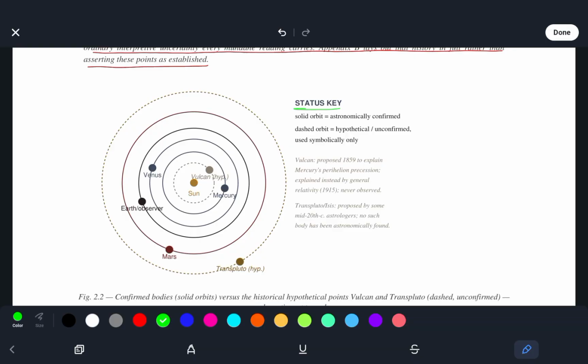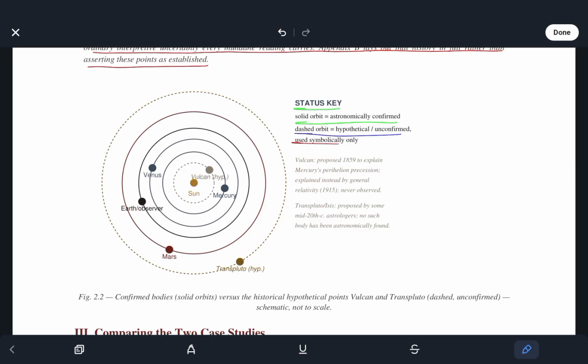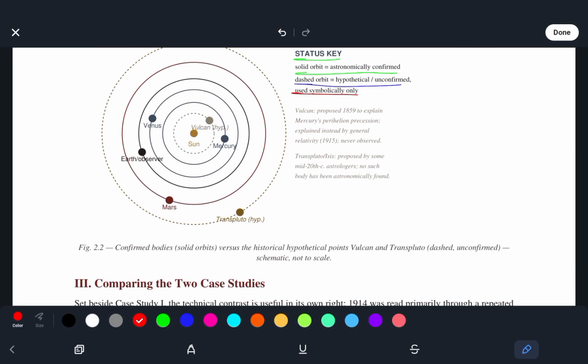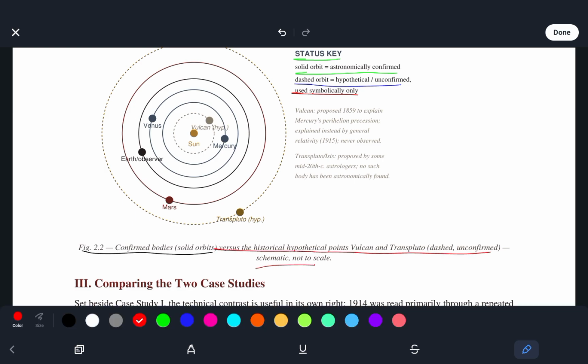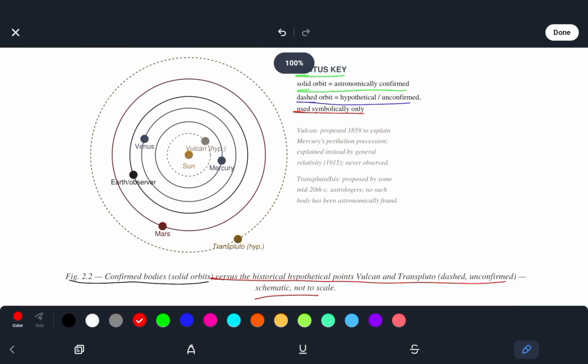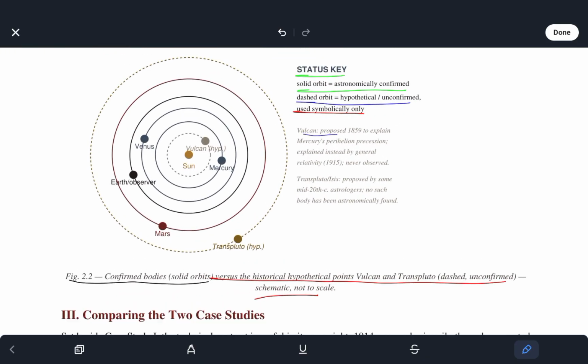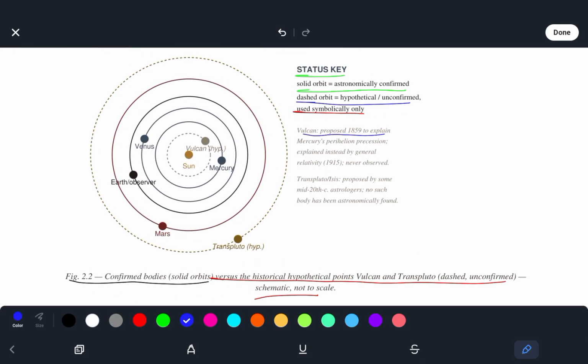So here's the status key. A solid orbit equals astronomically confirmed. A dashed orbit equals hypothetical, unconfirmed, used symbolically only. So confirmed bodies, solid orbits, versus the historical hypothetical points, Vulcan and Trans-Pluto, dashed, unconfirmed. Schematic, not to scale. We also see Vulcan, proposed in 1859 to explain Mercury's perihelion precession, explained instead by general relativity, 1915, never observed.